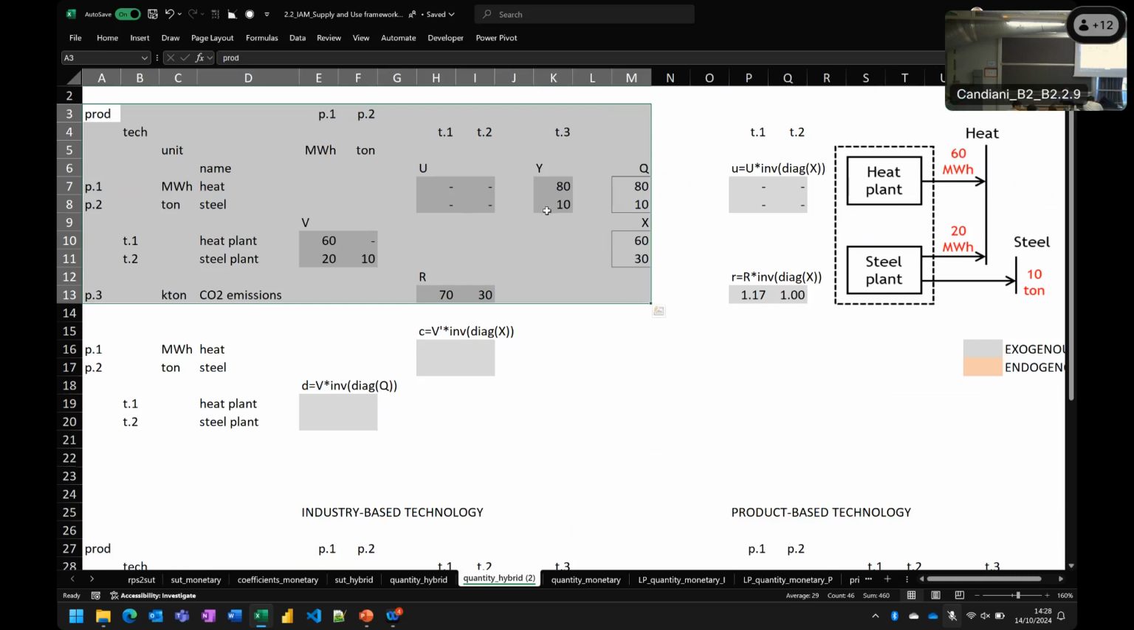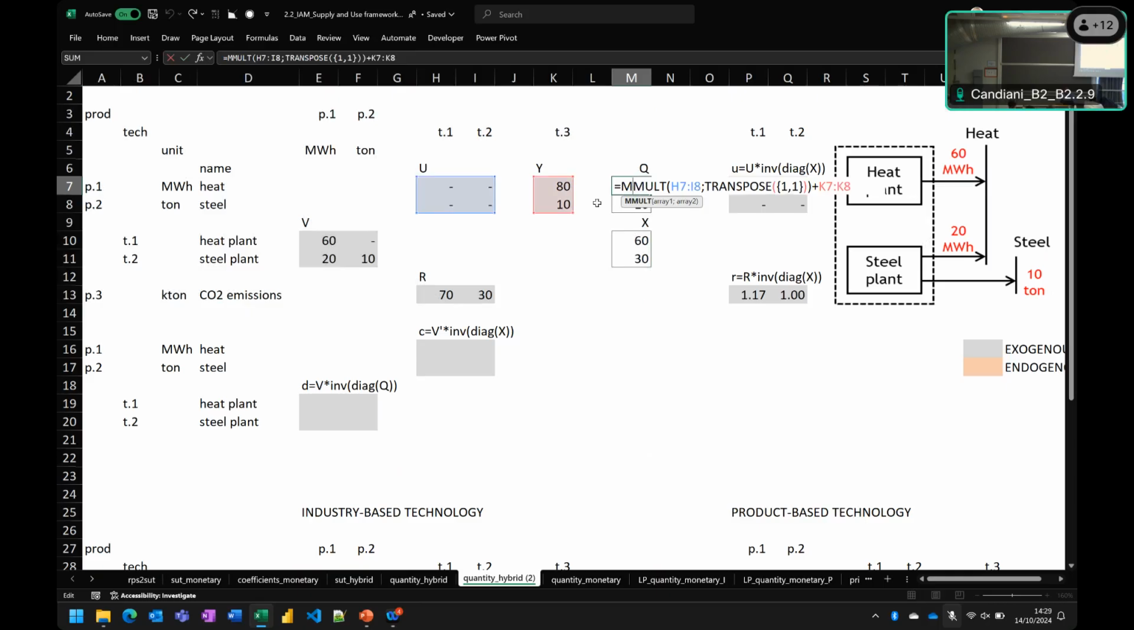Then we have the final demand. That's fine. We have the make table here, and we have one addition with respect to the example. This is the kilotons of CO2 emissions in a reference time frame. So this is not appearing in the figure, but it's there. Now we have a total Q. So we have calculated the total demand that is equal to the final demand because we don't have intermediate demand.